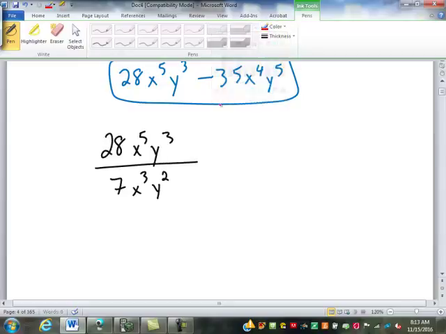So just like we did with multiplication, we still combine the counts. We're going to divide the counts. 28 divided by 7 is 4. But now when we divide the variables, we do what with the powers? Subtract. X to the fifth divided by x to the third. 5 minus 3 is 2, so it's x squared. Y to the third divided by y squared. 3 minus 2 is 1, so y to the 1 or just y.